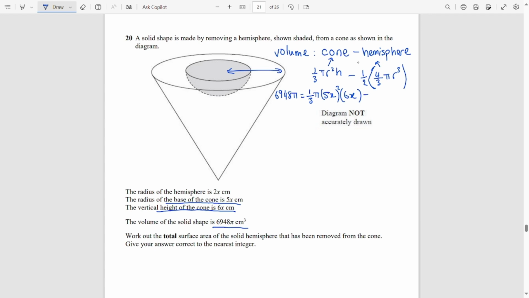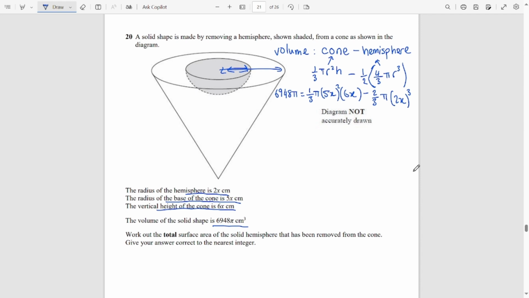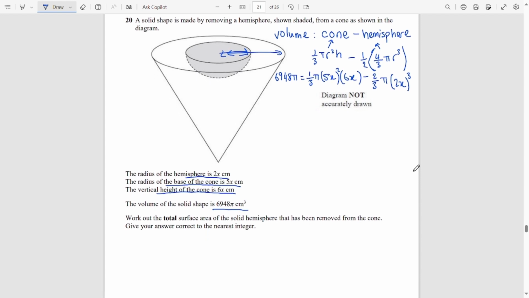Minus, now I can actually expand this bracket slightly, because I'm going to do a half times 4 over 3, which is 2 over 3, pi, and then r cubed. Now in this case, for the hemisphere, this radius, just for that hemisphere, is also given to us here. The radius of the hemisphere is 2x. So this is 2x cubed. Okay, sorry if that's a little squished up there. I just want to try and get most of my working out next to the shape so we can still see the shape and the workings out as we go through.